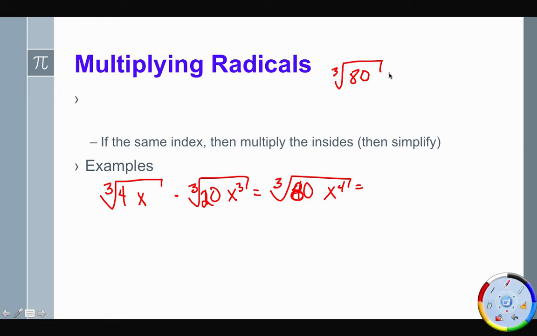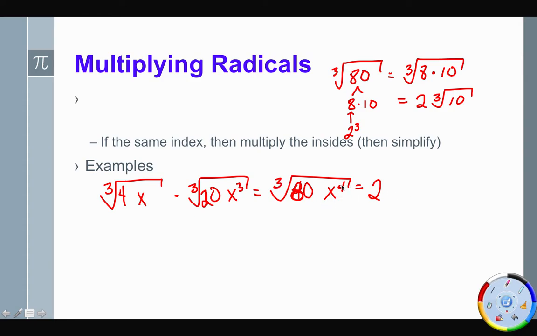inside of 80. Now, from the previous lesson, I gave you a table of numbers, and some of them are good cube numbers. I know that 80 is 8 times 10, and I know that 8 is 2 to the third power. So I can rewrite this as the cube root of 8 times 10, and I know the cube root of 8 is 2, but the cube root of 10 cannot be simplified. So this cube root of 80 is a 2 on the outside.